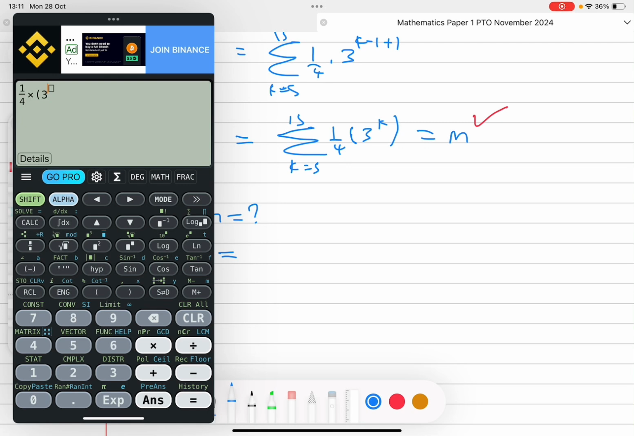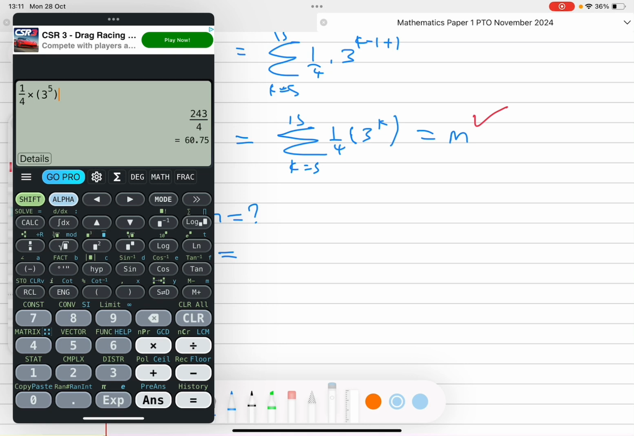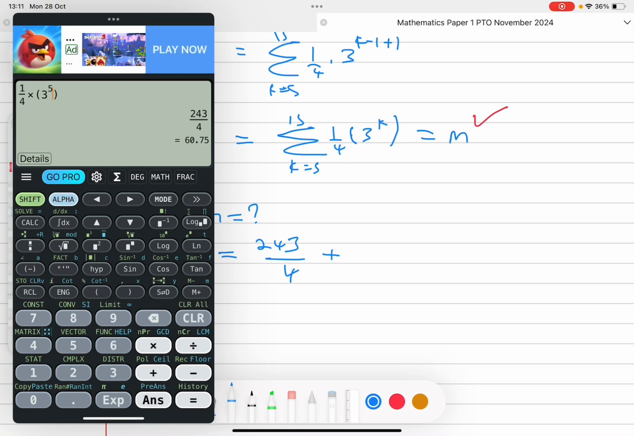I'll start by 5 here, because we start at 5, very important. We don't start at 1, we don't start with T1. Our T1 starts at 5. So this would give me 243 over 4, right? I'm going to use this one to avoid working with decimals, and then here we'll put a 6 at the top, because after 5 we have a 6.